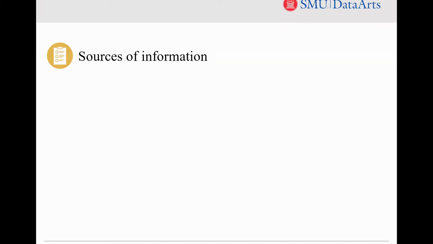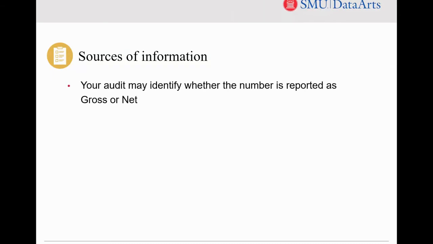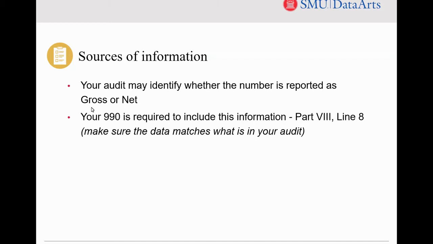So I just want to give a couple of notes about where you can find this information. Your audit itself may identify whether the number is gross or net. You may see this line item labeled directly on your statement of activities as gross or net. So you may just have the information in your audit. If it's not in your audit, your 990 is required to include this information. You'll find it in Part 8 on line 8.